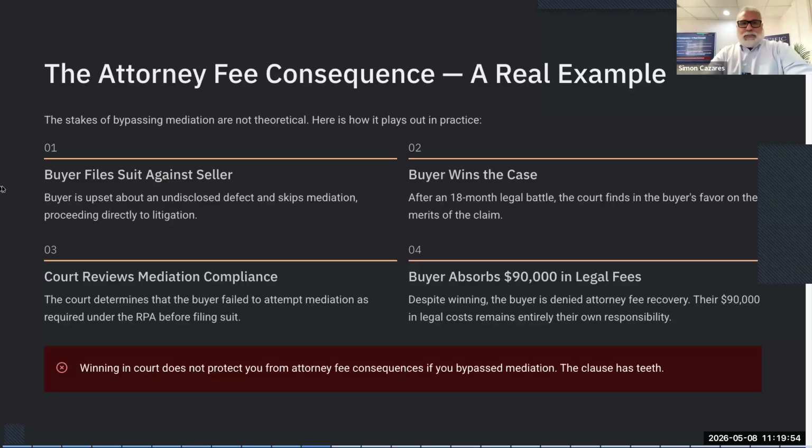Because again, this can happen, right? The court determines that the buyer failed to attempt mediation as the required part of the RPA. So the buyer absorbs $90,000 in legal fees. Despite winning, the buyer is denied attorney fees recovery. Their $90,000 in legal costs remains entirely their own responsibility because they failed to go through a mediation process. So this is why you need to understand that winning in court does not protect you from attorney fee consequences.